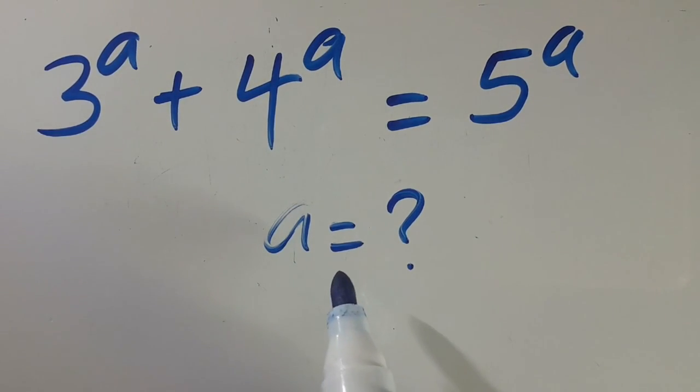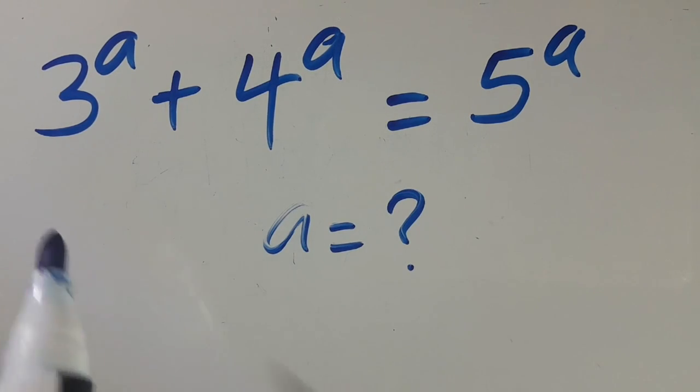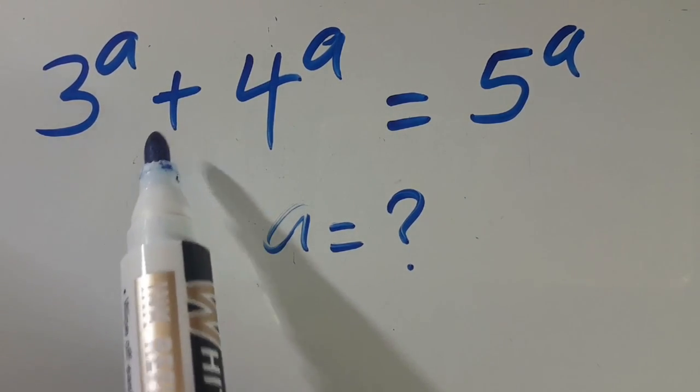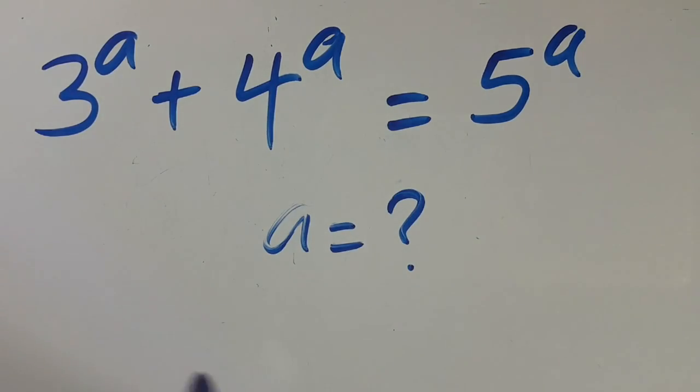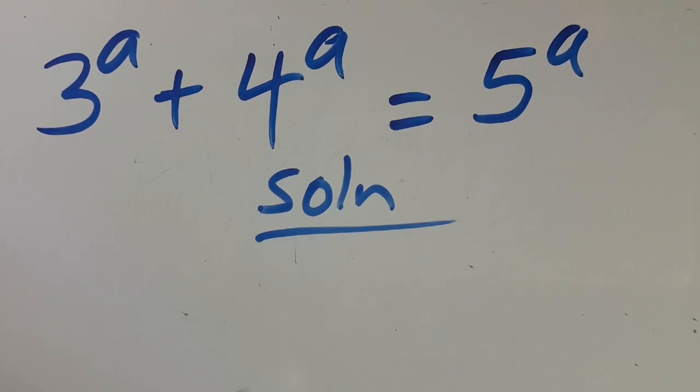Hi, what is the value of a, given that 3 to the power of a plus 4 to the power of a equals 5 to the power of a? Then let's have the solution. So from here, let's divide through by 5 to the power of a.